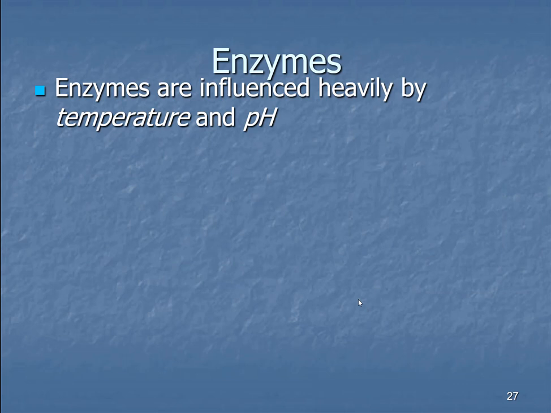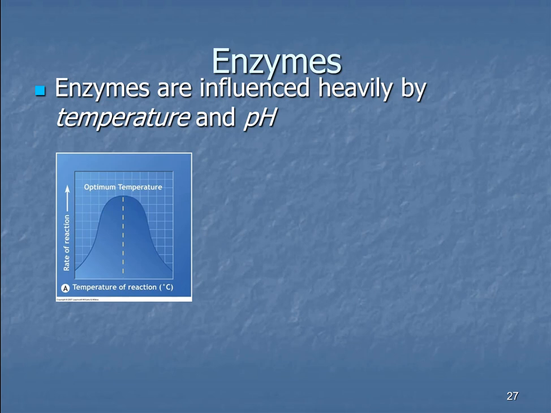All right, last thing about enzymes. Enzymes are heavily influenced by temperature and pH. This is very important in the human body. Each enzyme is going to have an optimal temperature, the temperature where it works the best. If the temperature gets too high, the enzyme doesn't work as well, and if it gets too low, it doesn't work as well. This is one of the reasons it's imperative that the human body stay at an ideal temperature.